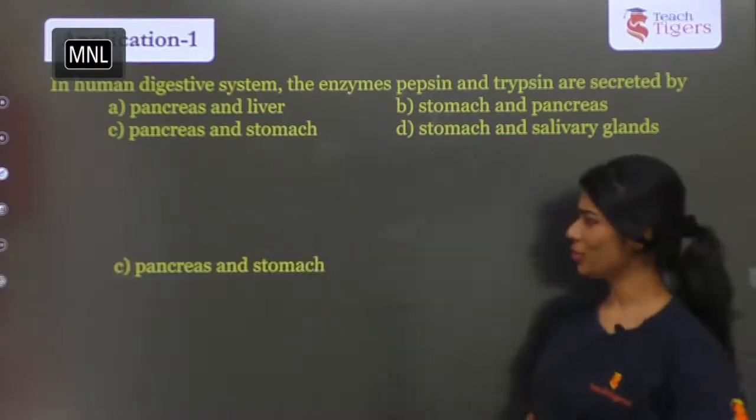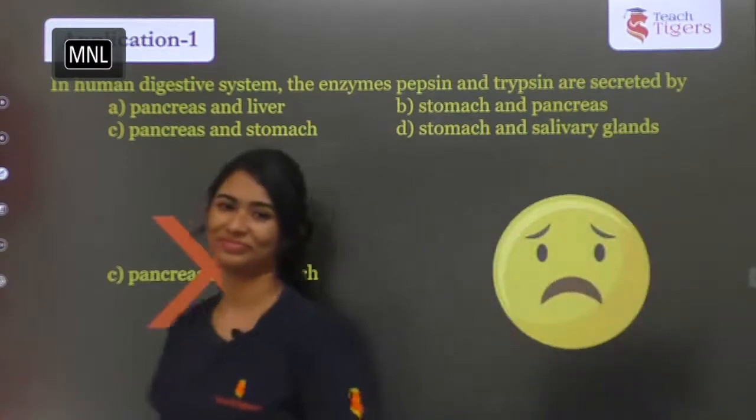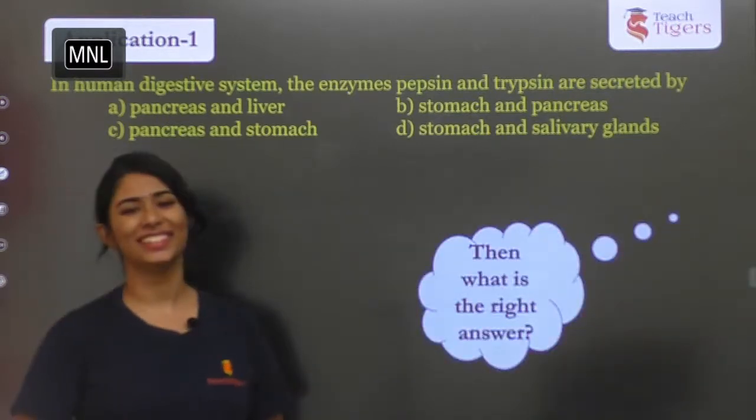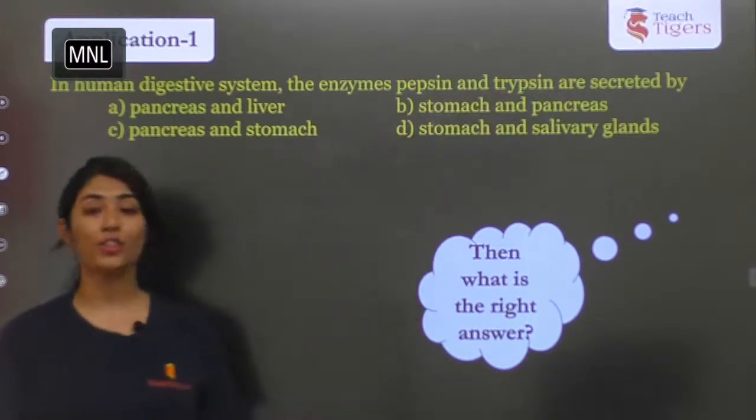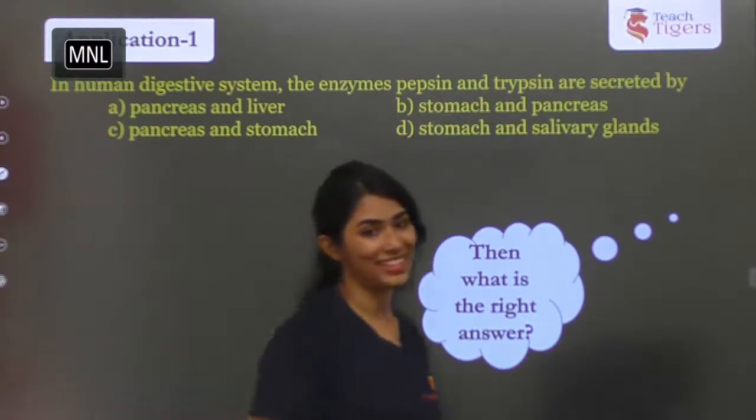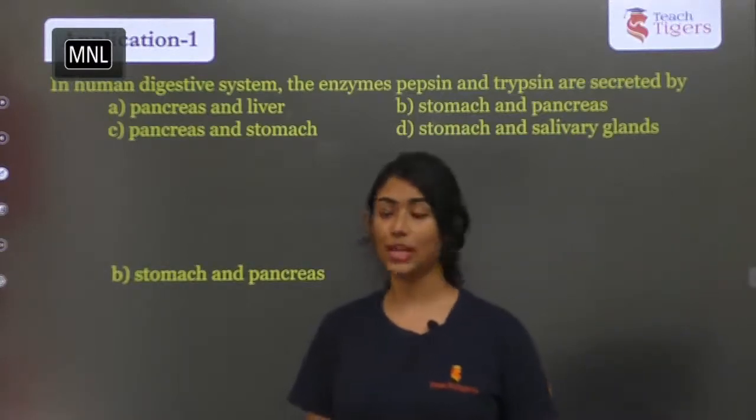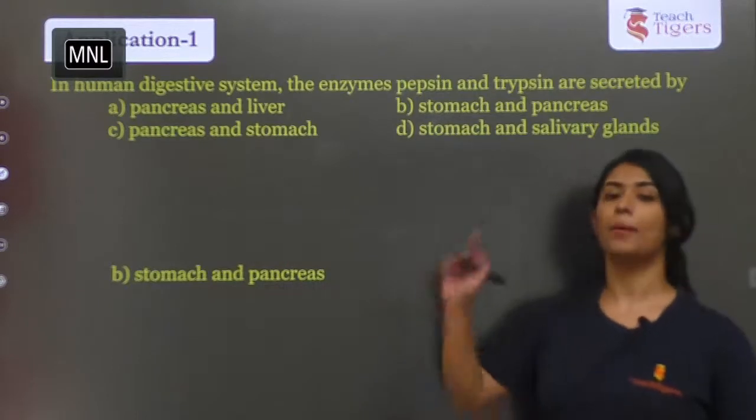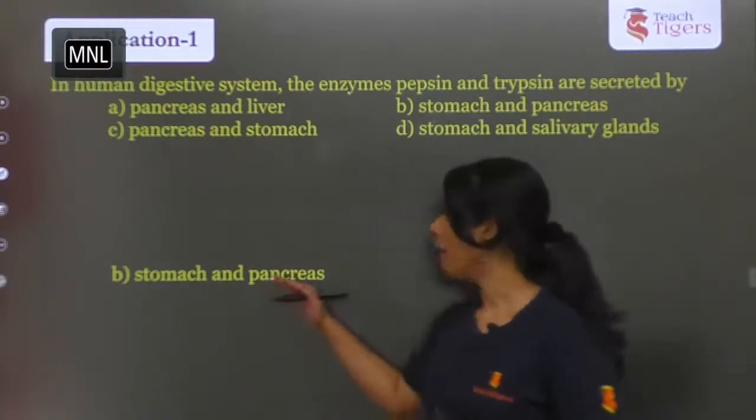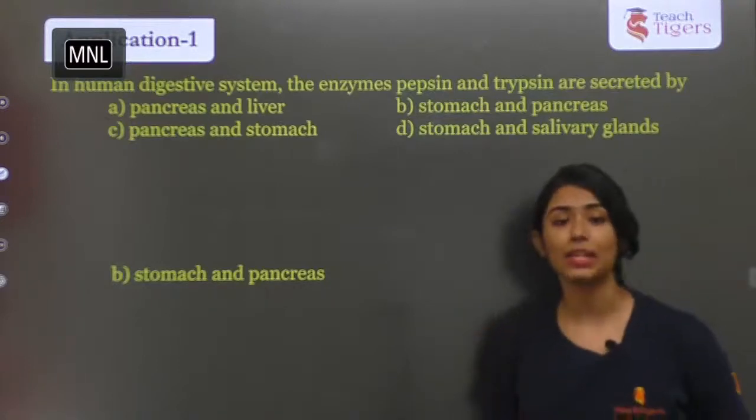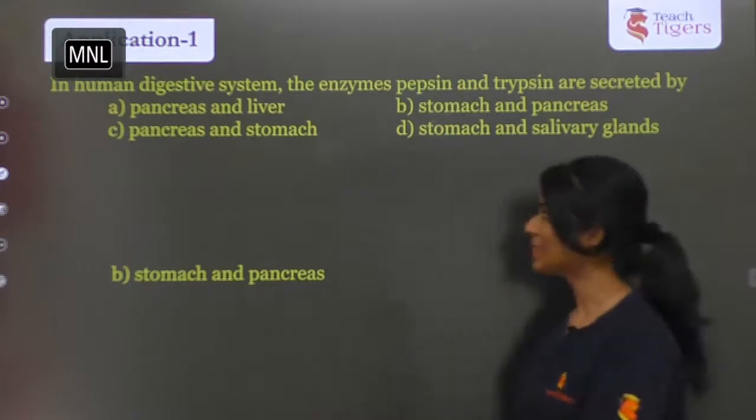So I think most of you have written pancreas and stomach, which is absolutely wrong. Why? Read the question once again. They have asked about pepsin and trypsin and not trypsin and pepsin. So the answer is stomach and pancreas. Okay, so remember, stomach secretes pepsin, which requires acidic environment to act, and pancreas secretes trypsin, which requires alkaline environment to act. So what is the next question?